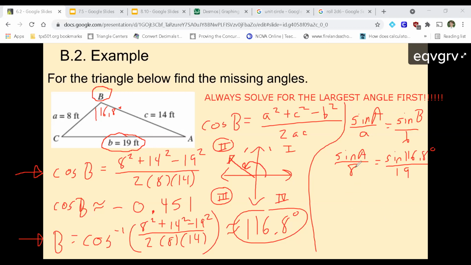To solve this for A, we need to get rid of the 8 and we need to get rid of the sine. So instead of dividing by 8, we'll multiply. Instead of taking the sine, we'll do the sine inverse. So then A is the sine inverse of 8 times the sine of 116.8 degrees over 19. Type into the calculator, and we get 22.08 degrees.